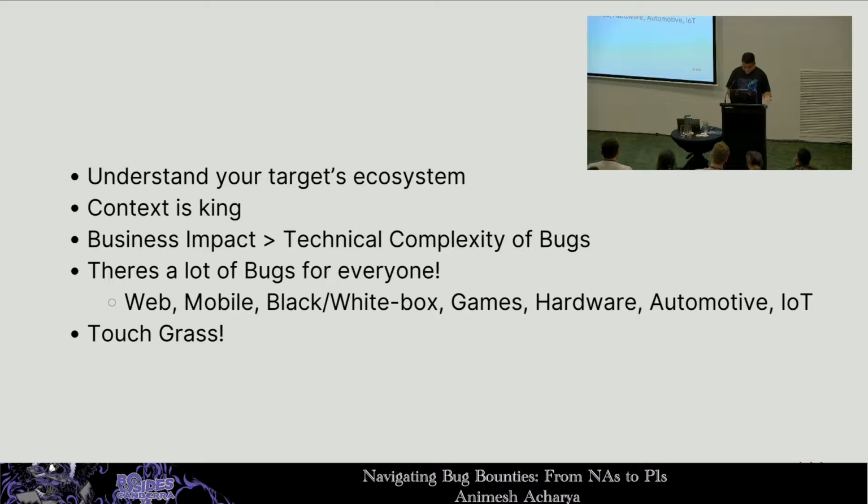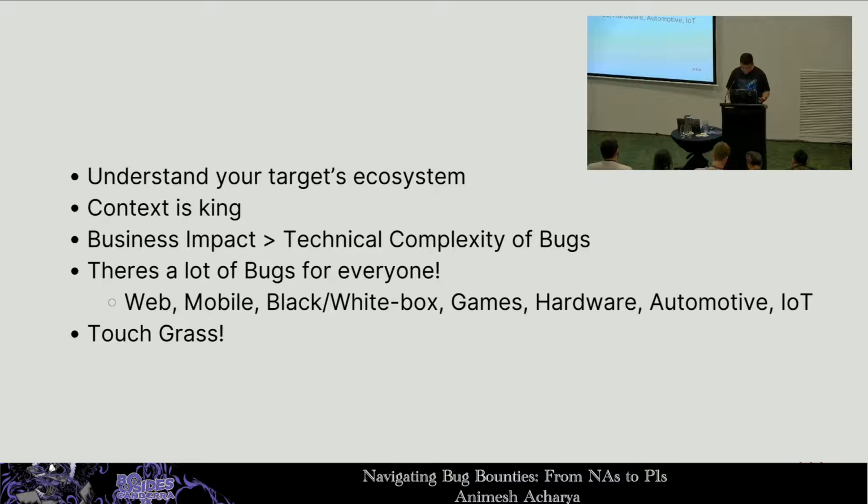The other thing that I've realized is business impact is much more important than technical complexity of bugs. The highest bounty I've ever received is literally for accessing a PDF on an S3 bucket. And I almost didn't report it, because it's just a PDF, right? What's going to happen in a PDF? But apparently it was super important to the business, and I received a pretty big bounty for just finding a PDF.